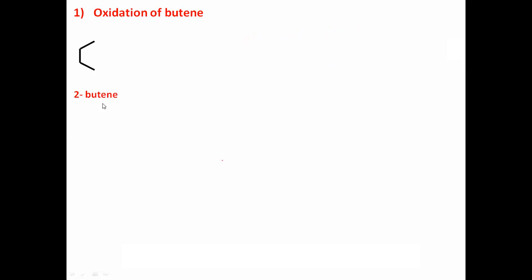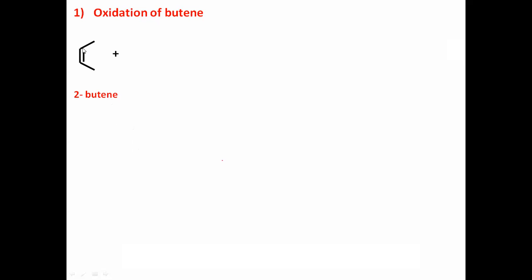So here we utilize 2-butene, with the double bond position specified. Butene is 4 carbon. To write the correct structure of the final product, you should write butene in this way: 1, 2, 3, 4, 4 carbons. The 2 indicates the position of the double bond. So at the second position there is a double bond.